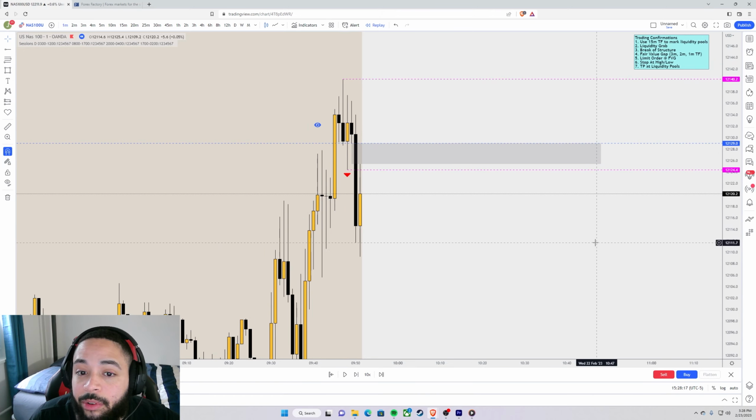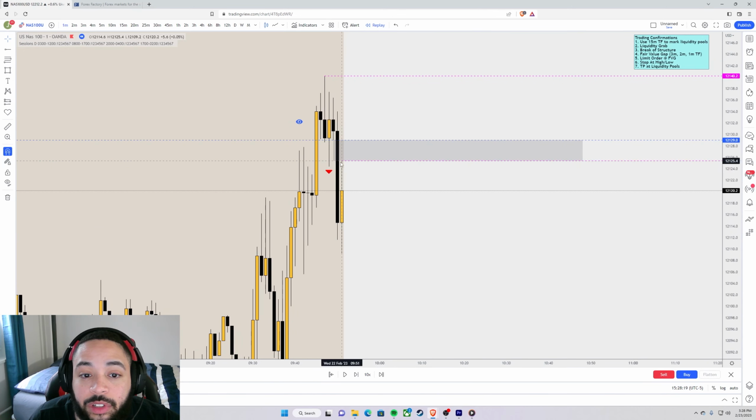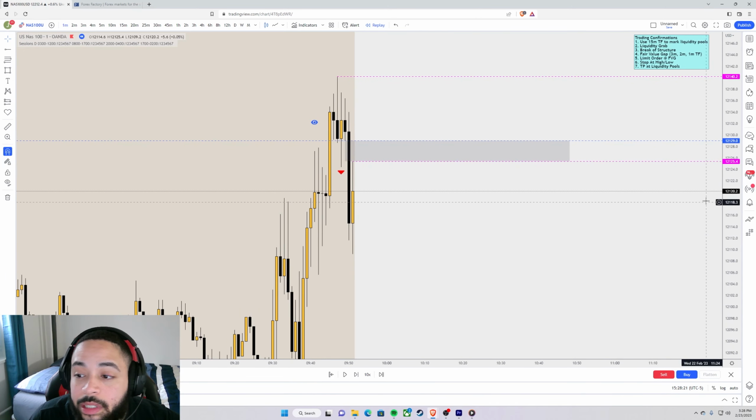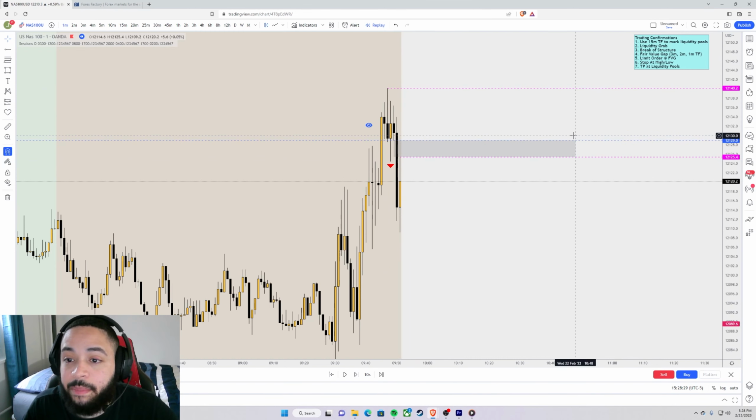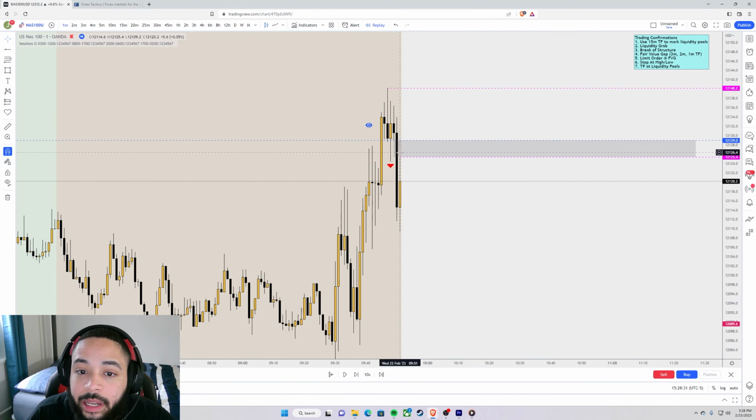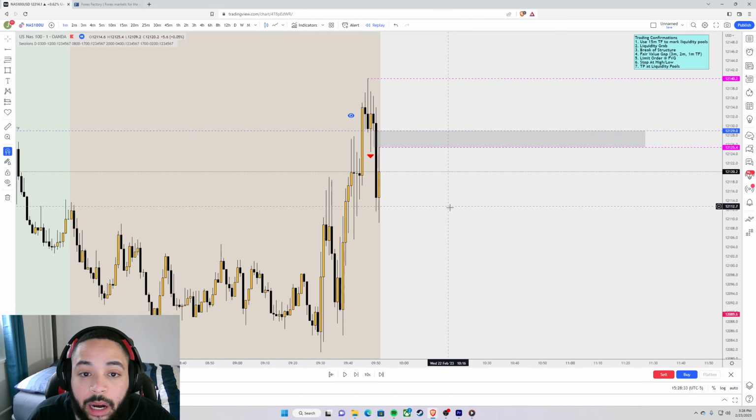So I'll shade it gray, right? And then I'll move this pink line here. So this is how I like to organize my trade. I like to put the pink line at the very top, the highest point here. And I like to put another pink line at my entry because I take it at the very beginning of the fair value gap.